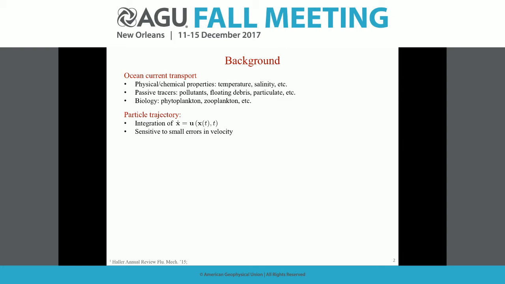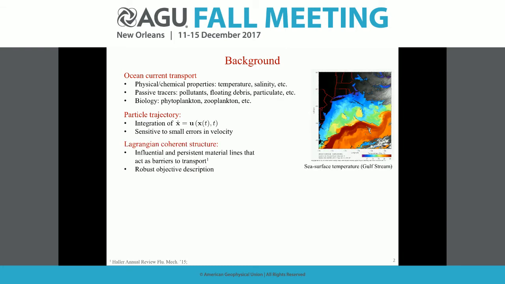However, this is very sensitive to small errors in the velocity field. A more robust description comes in the form of coherent structures, which tell us how these trajectories are organized and what the barriers to these trajectories are. Are there areas within the domain that the trajectories cannot go to? For example, on the right, I show a pictorial representation of the surface temperature, which is indicative of a coherent structure. You see that there is a boundary south of which you can only have hot water, and above which there is only cool water. So this is an example of a parabolic coherent structure.